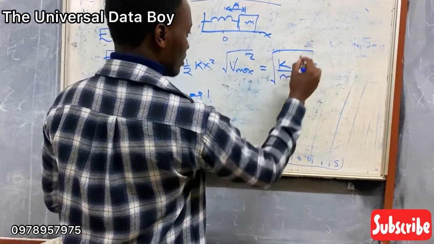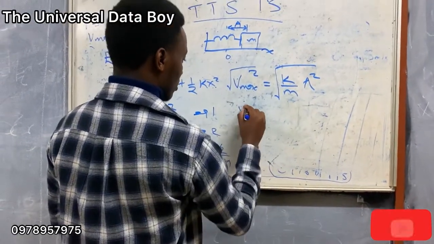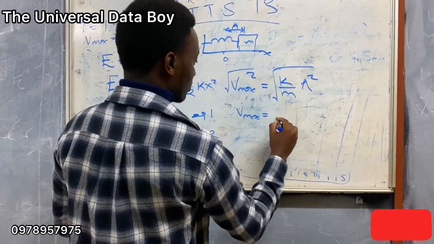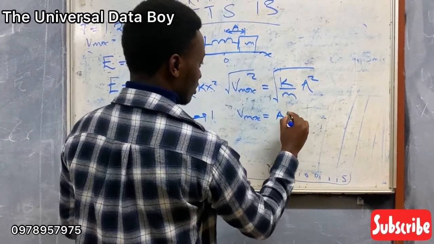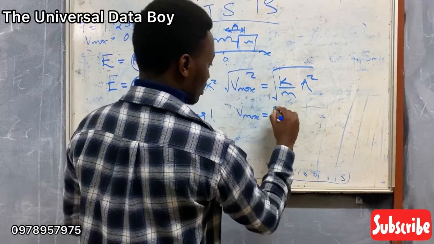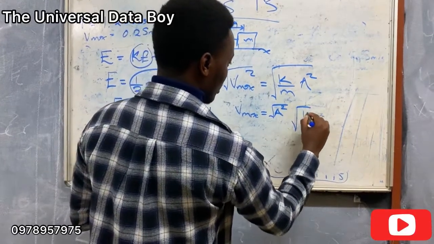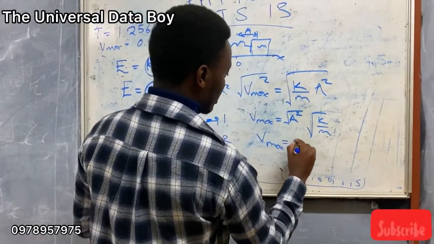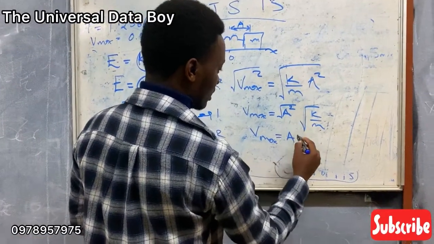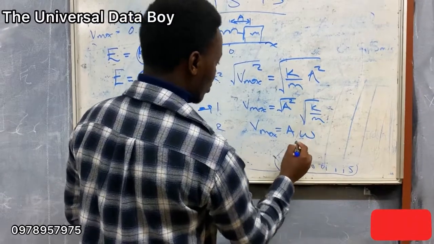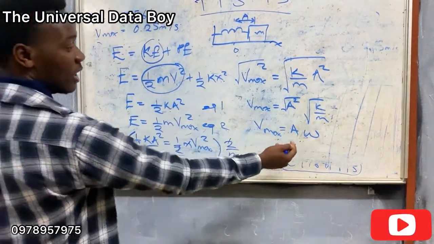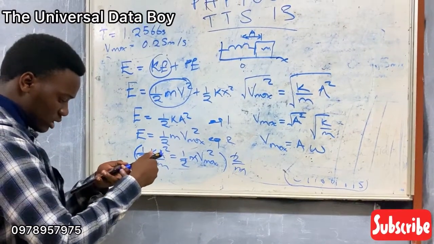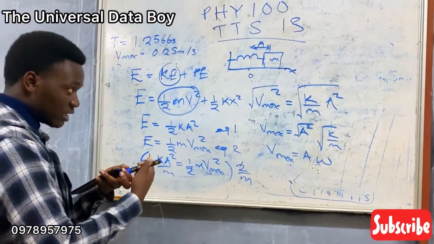Then when you get the square root, we're going to get V max being equal to the square root of A squared times the square root of K over M. So the square root of A squared is just A, then K over M, remember this is W. So this brings us back to the equation that we had. So we can go to C, which is what's the acceleration of the block.